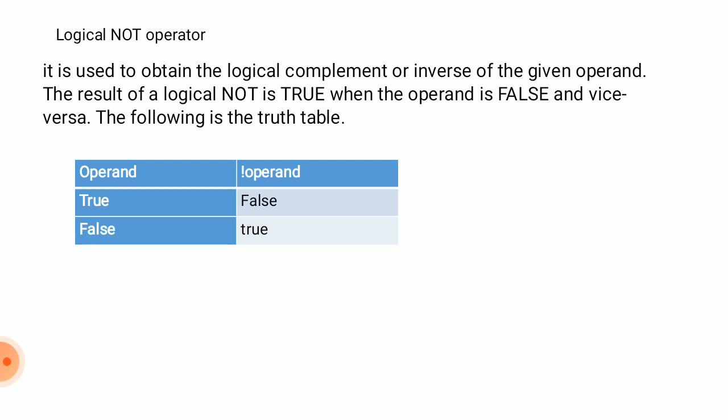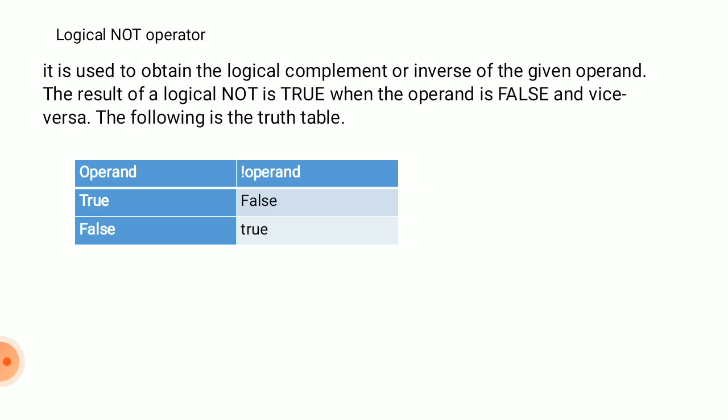Here we consider only one operand. If the operand is 1, then the result is 0. If the operand is 0, then the result will be 1. So, this is the logical NOT operator. Logical NOT operator is a unary operator, as we have discussed in the last two videos. In unary operators, there are unary minus and logical NOT operator. Logical NOT gives the complement or inverse of the given operand. Inverse means the reverse of the given operand. If you give true, then it returns false. If you give false, then it returns true.